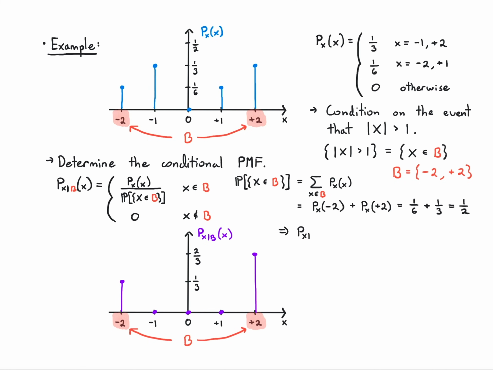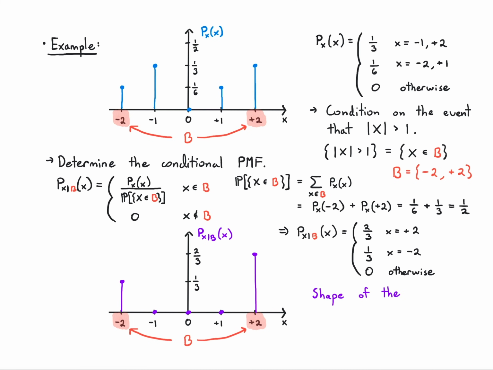So I can just write this out. The conditional PMF of x given B is just going to be 2/3 when x is equal to +2, and it's going to be a third when x is equal to -2, and 0 otherwise. And I can see now that x really does belong to B in this case.